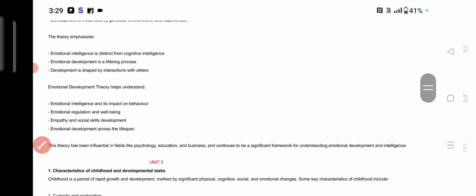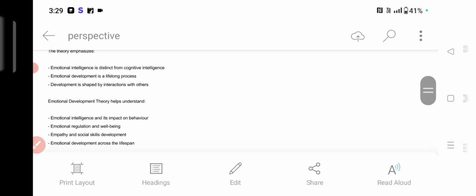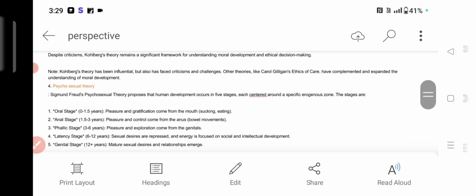So coming to the next one, emotional development theory helps us understand emotional intelligence and its impact on behavior, regulation and well-being, empathy and social skills development, and emotional development across the lifespan. This theory has been influential in fields like psychology, education and business, and continues to be a significant framework for understanding emotional development and intelligence. So these five theories are very important for the future also.